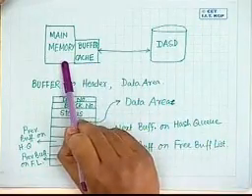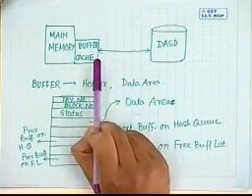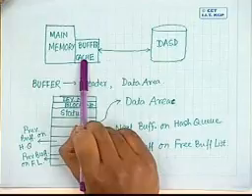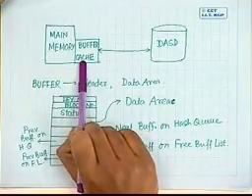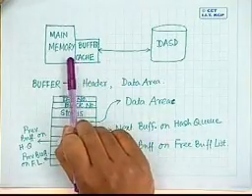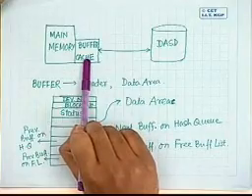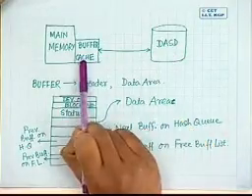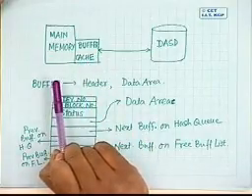So whenever any process requests data from a particular disk block, firstly it has to check in the buffer cache whether the data is available in the buffer cache or not. If the data is not available in the buffer cache, then only it has to be brought from the disk and put into one of the buffer caches.